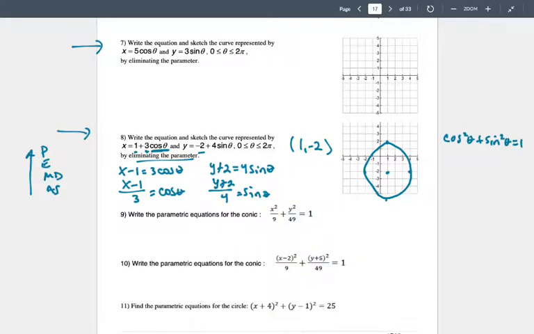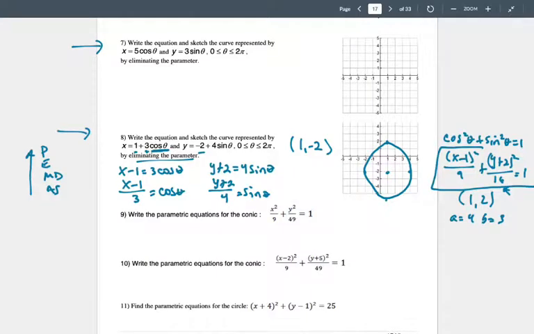And we're going to say x minus 1 squared over 3 squared, which is 9, plus y plus 2 squared over 4 squared, which is 16, equals 1. And then you can see you have, again, a center at 1, negative 2. You have an a value of 4 and a b value of 3. Because the a value is under the y, we know that it's a vertical ellipse. And now this has the equation with the parameter eliminated right here.